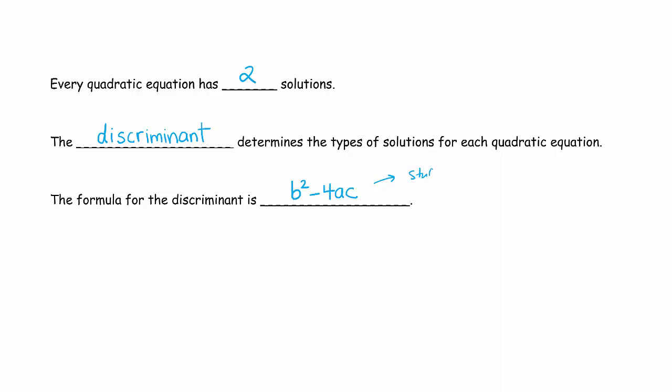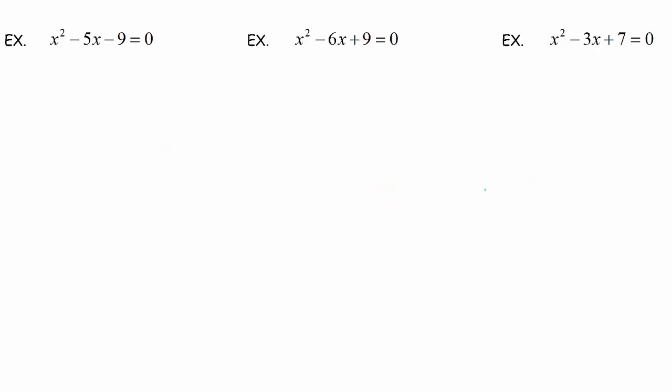It's the stuff inside of the square root in the quadratic formula. It doesn't include the square root, it's the stuff inside of the square root. So that discriminant is going to tell us a lot of information. So if we could just focus on that, we actually will know a lot of information. So here are 3 examples. I would like us to start by finding the discriminant for each one.